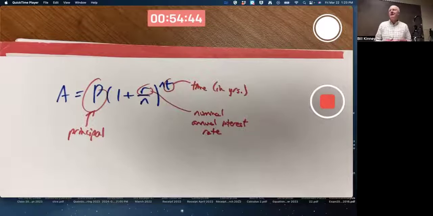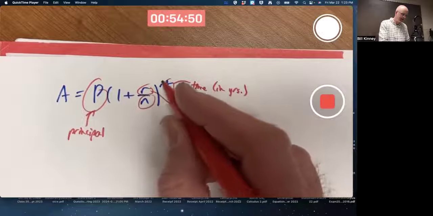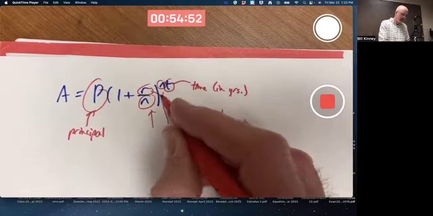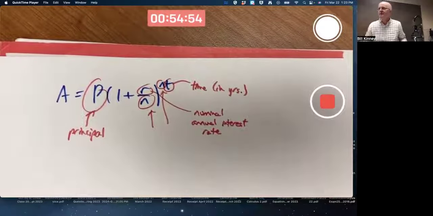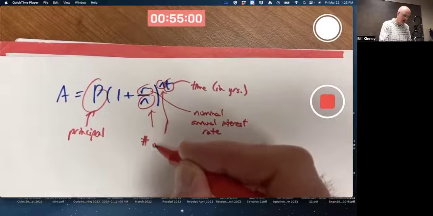It's called nominal because that means a name only. When it's compounded a certain number of times per year, like n times per year, you actually earn a little bit more interest. It's to your benefit when you have a savings account. N is the number of compounding periods per year.